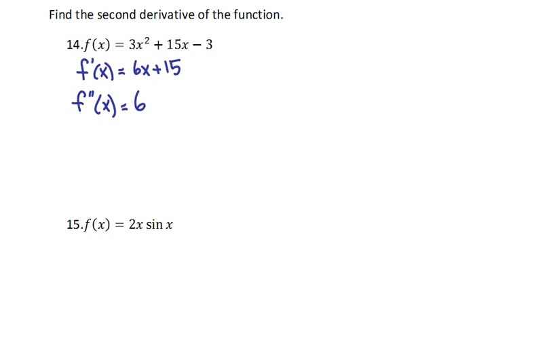Now if we were to keep going and find the third derivative, then that would be 0, and the fourth derivative 0, 0, 0. You could take an infinite number of derivatives from the third one on, they would all equal 0.